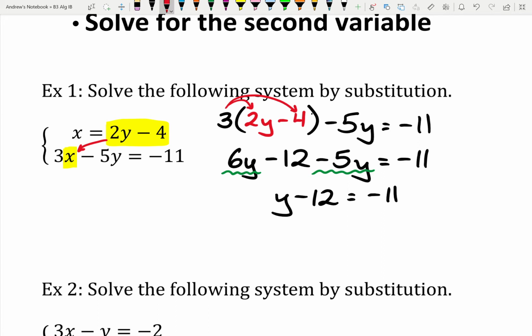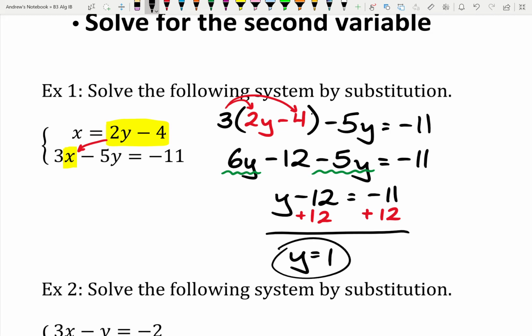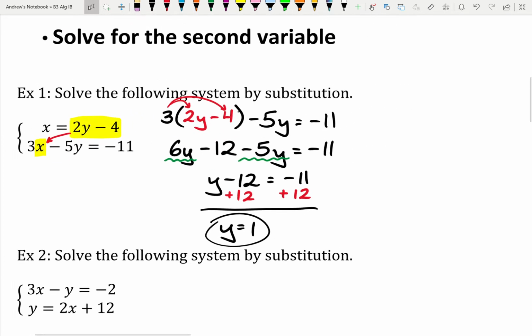Now that all my y's are contained on one side, which is kind of nice, they're all on the left, that means I need to move all my other numbers, like that 12, over to the right. So I'm going to add 12 to both sides. When I do that, I'm going to get negative 11 plus 12 is 1. Y is 1.